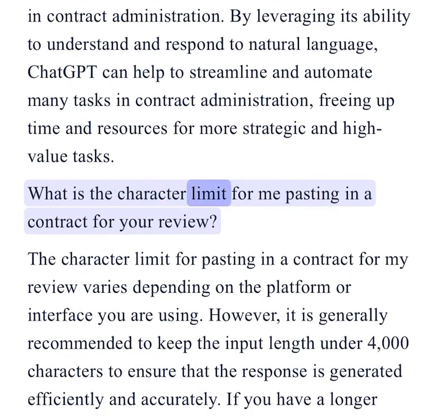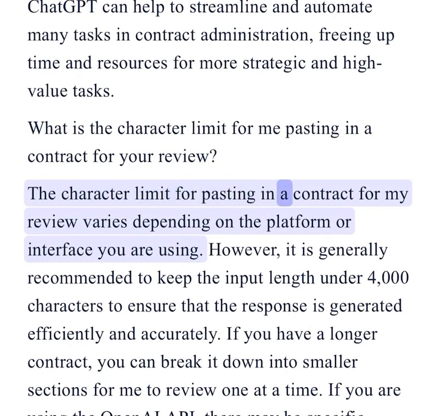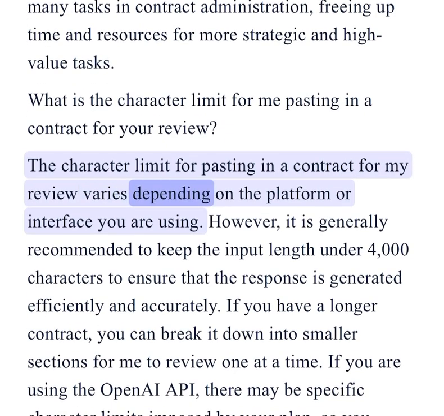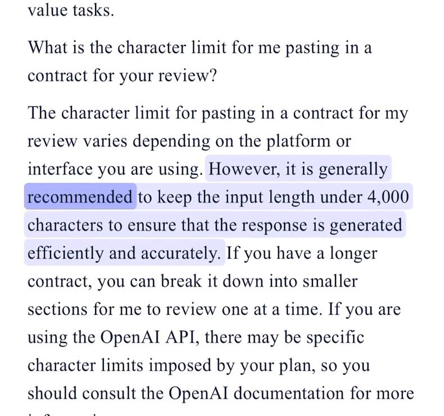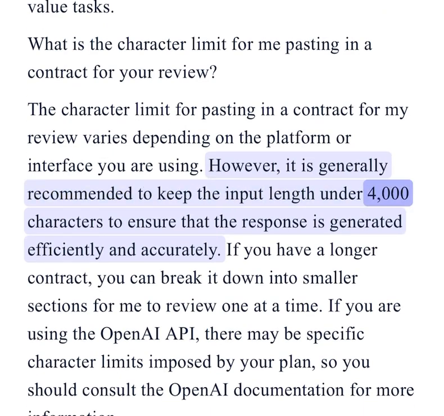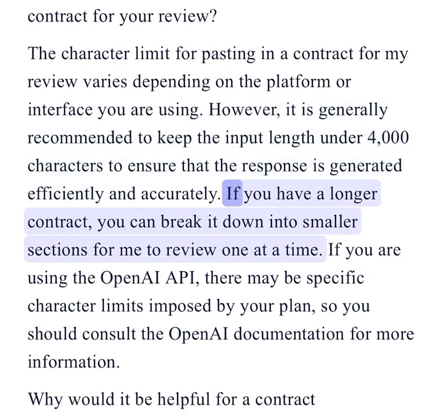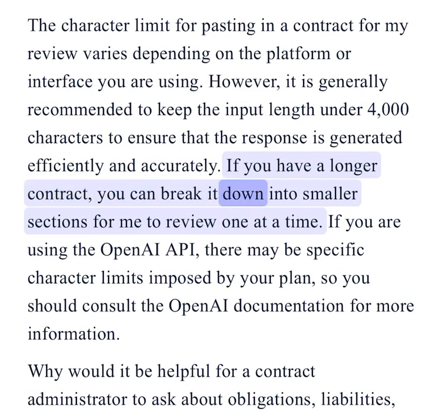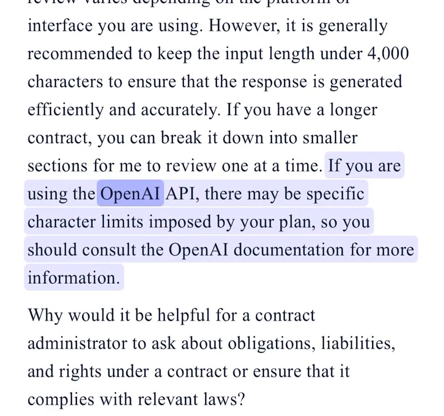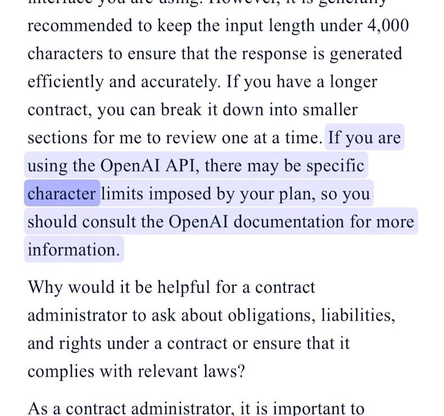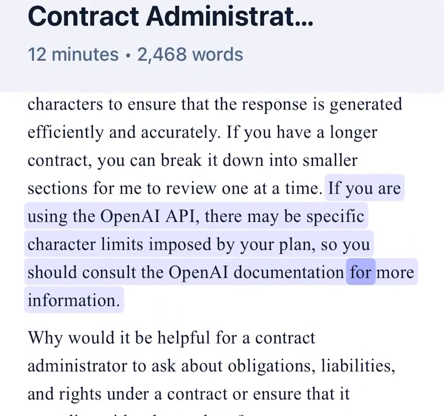What is the character limit for me pasting in a contract for your review? The character limit for pasting in a contract for my review varies depending on the platform or interface you are using. However, it is generally recommended to keep the input length under 4,000 characters to ensure that the response is generated efficiently and accurately. If you have a longer contract, you can break it down into smaller sections for me to review one at a time. If you are using the OpenAI API, there may be specific character limits imposed by your plan, so you should consult the OpenAI documentation for more information.